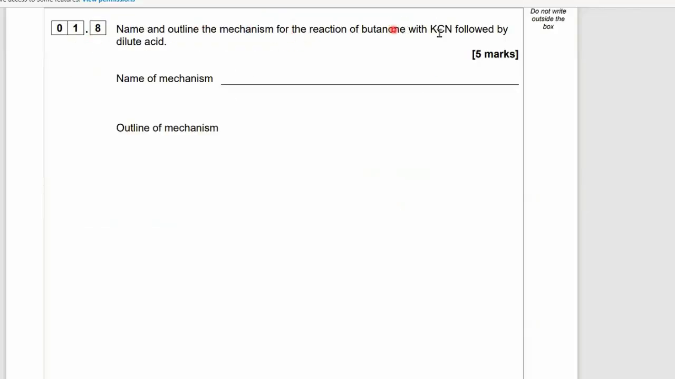Okay, 1.8. Name and outline a mechanism for the reaction of butanone with KCN, followed by dilute acids. Okay, so first of all, I'm going to do the mechanism because it's easier to do that than name the mechanism after. So I'm going to draw out butanone. 4 carbons. We need a carbonyl group somewhere on there. So there we go. The carbonyl group has either got to be on the second or third carbon, so it'll always be the second carbon, as it would be an aldehyde if it was on the other ends.